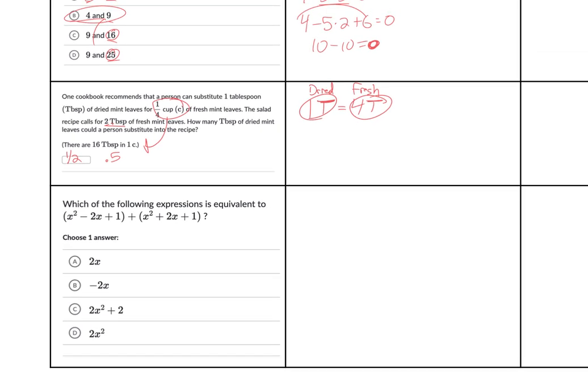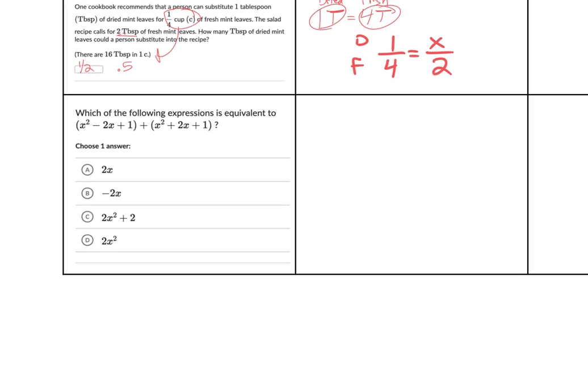If we wanted to set that up into a ratio, you could do 1 to 4. So this is dried over fresh. So I just need to put dried as our x over fresh. Cross multiply, solve that, would get the 1/2 as well.